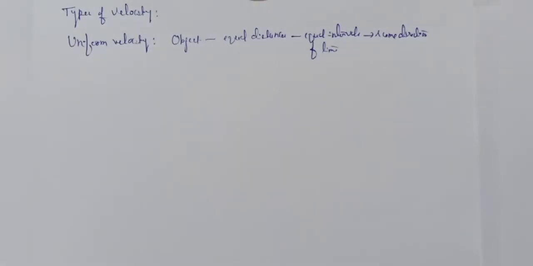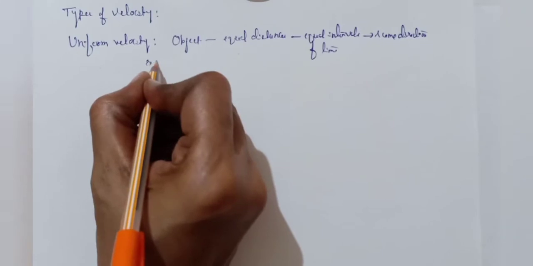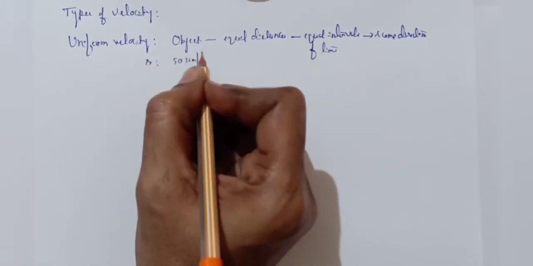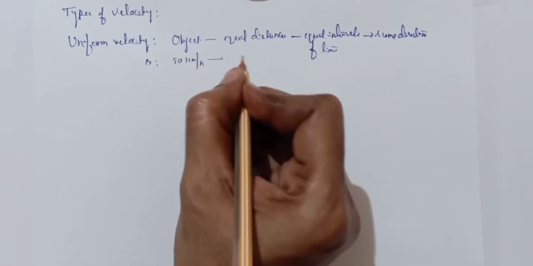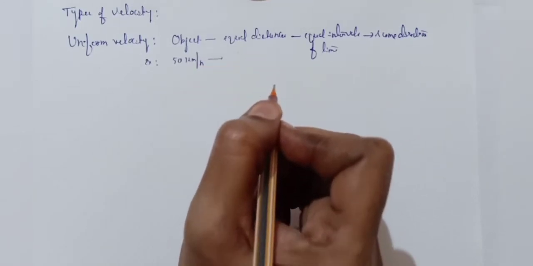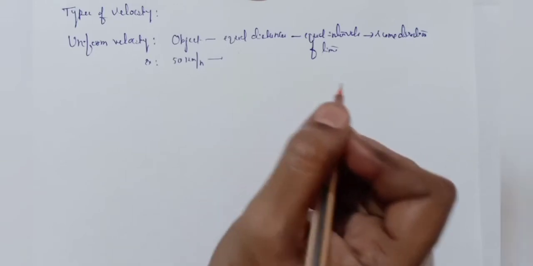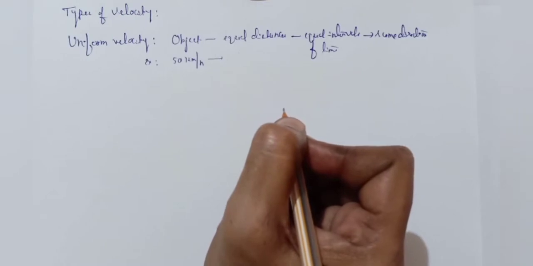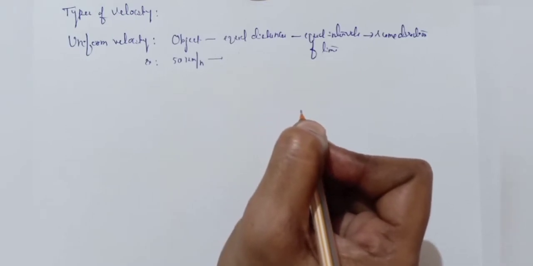We can give the example of a train moving with a speed of 50 km per hour. If a train is moving with a speed of 50 km per hour, it covers 50 km in every 1 hour. It means it is covering equal distances in equal intervals of time. So the motion of the train is an example of uniform velocity.